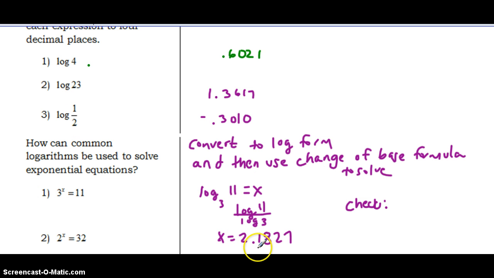Okay, and you should have gotten 2.1827. And that should make sense to you. 3 to the x power equals 11 should give an x that is some number between 2 and 3, and closer to 2. And then we would check it as well. And when you check it, it is right.